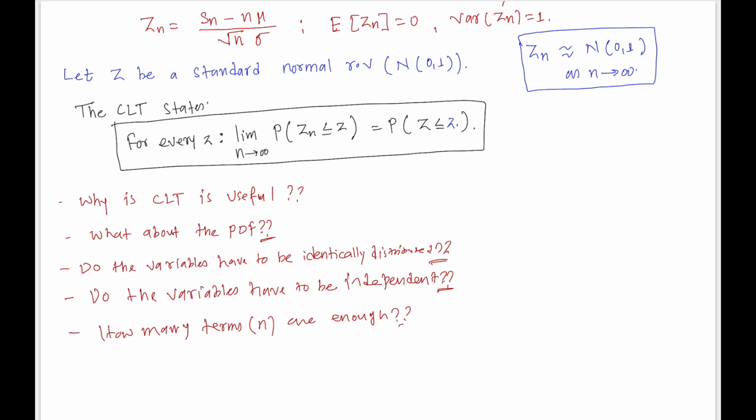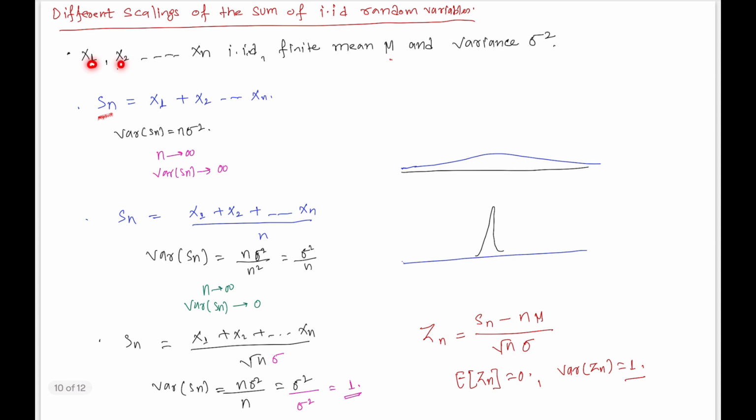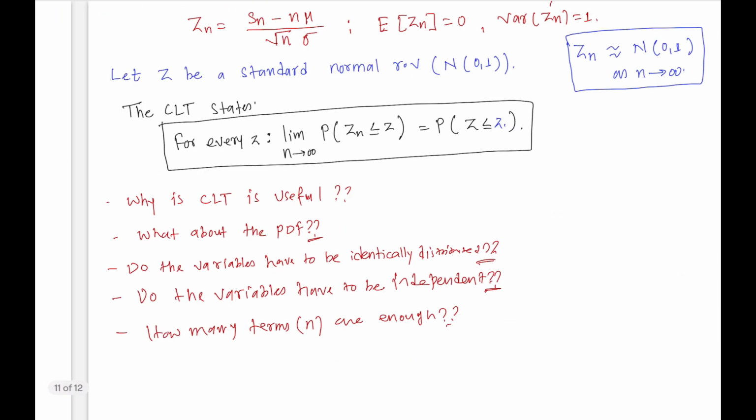Now the other thing is that with this central limit theorem, we are making two assumptions. The first assumption is that all these random variables are identically distributed. The second assumption is that they are independent. So the central limit theorem has these two assumptions. In order for the central limit theorem to hold, are these two assumptions strictly needed? Let's talk about that.